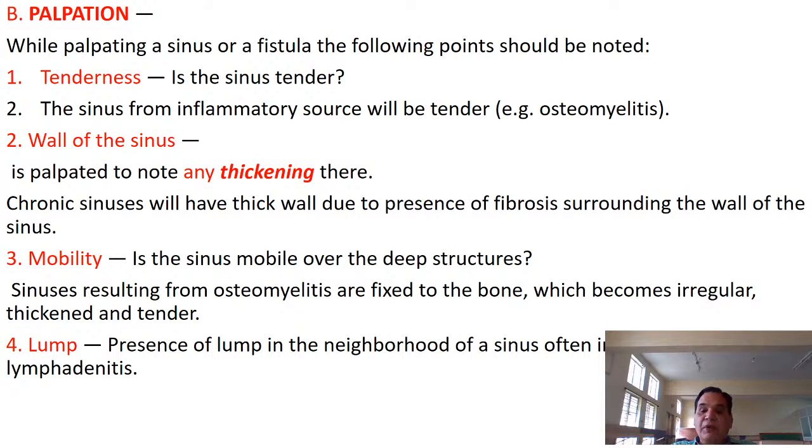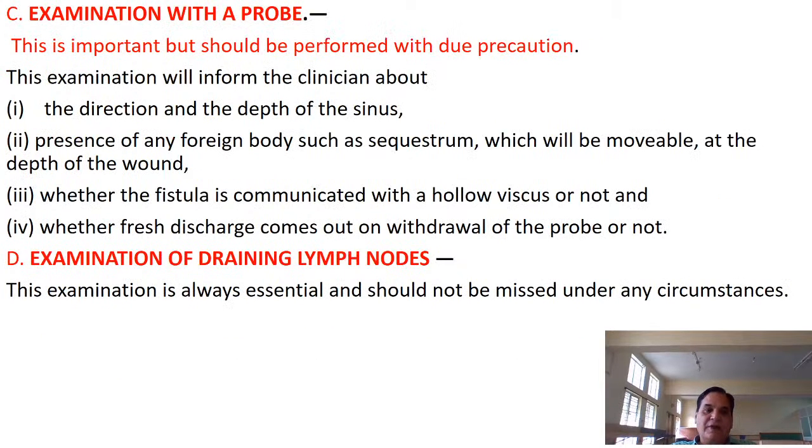If there is a lump in the neighborhood, what is happening? A lump in relation to a sinus is most likely to be tuberculous lymphadenitis. So in palpation: tenderness, wall, mobility and lump. This is common for palpation. The specific examination for a sinus or fistula is a probe examination.